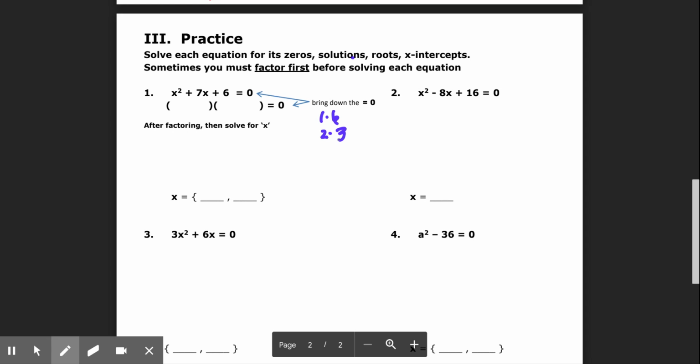So the factors would be 1 and 6. And since that's a plus, they're going to be the same. That tells you what they're both going to be. So it'll be x plus 1 and x plus 6. Then we set each one equal to 0.